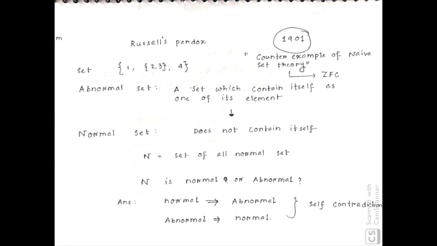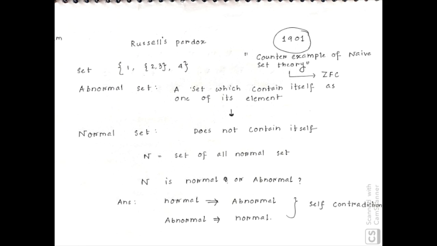So now we can prove a very surprising fact: if N is normal, we can prove N is abnormal. And on the other hand, if you assume that N is abnormal, we can prove N is normal. How?